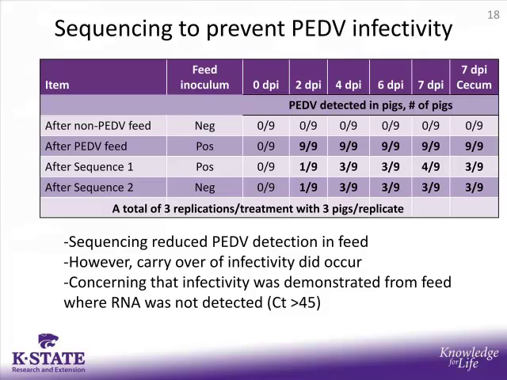So what's the study showing us? It's definitely sequencing reduces the PED detection in feed. We saw that in the previous slide. Also reduces infectivity. However, we did show that carryover still can occur from one positive batch of feed, even to subsequent batches that were PED negative. Again, the biggest concern is what happened in that second sequence where we did not detect the PED in the feed, however, still led to infectivity.